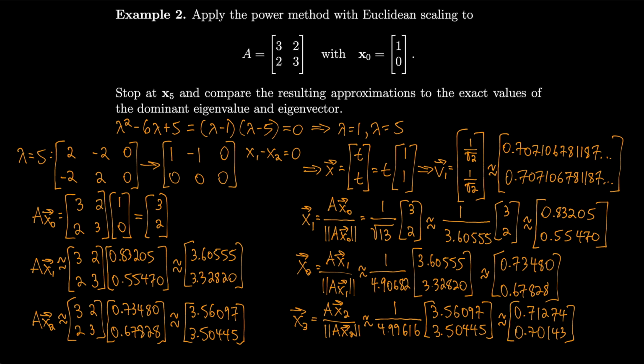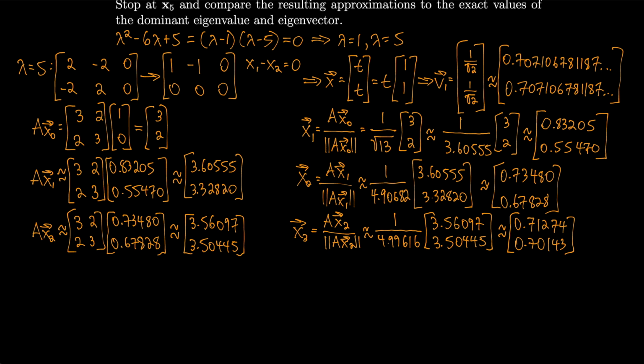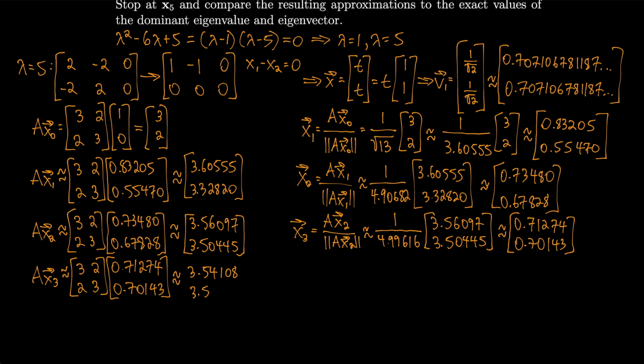Okay, now we're getting pretty close. But we still have to get x4 and x5. So for Ax3, we need, again, [3, 2; 2, 3], this time multiplying by [0.71274, 0.70143], which yields [3.54108, 3.52976].